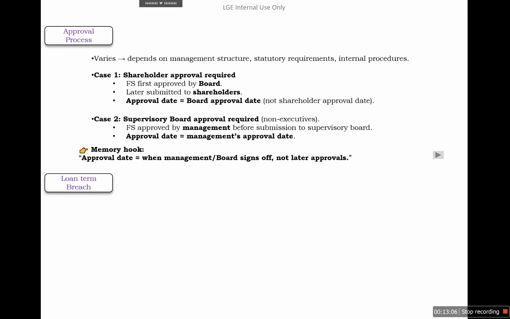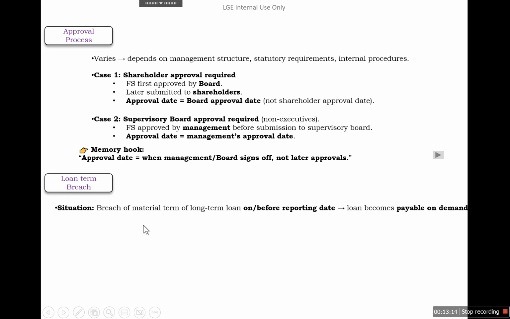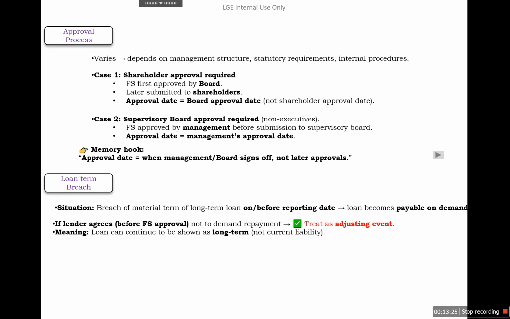So next is long term loan breach. There is a specific provision in case of a long term loan breach. The situation is where there is a breach of a material term of a long term loan on or before the reporting date, and because of that breach, the loan becomes repayable on demand. In this case, if the lender agrees before the financial statements are approved not to demand the repayment, we need to treat it as an adjusting event. It means that the loan can continue to be shown as long term, not as a current liability.